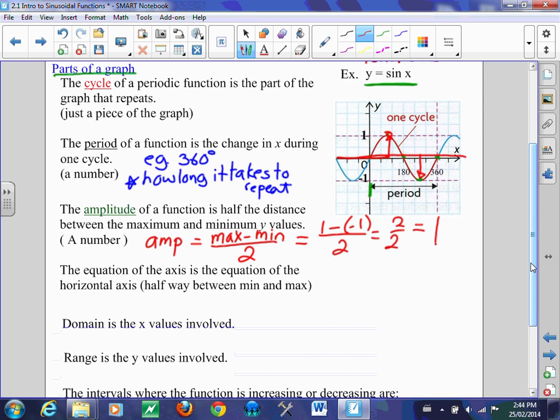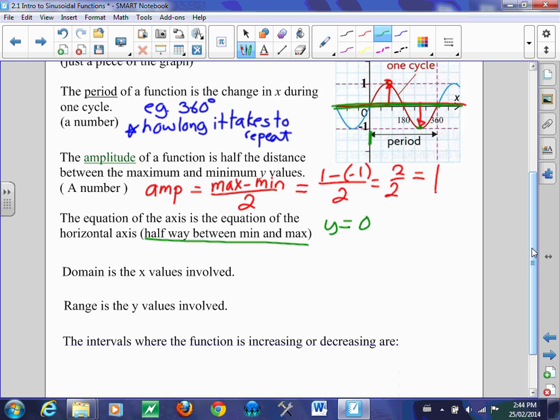The equation of the axis, I'll just put it here in green, guys. So this is the equation, and in this case, it's y equals 0. It's going to depend on your transformations. If you shift up or down, that's going to shift with it. And notice that the equation of the axis is always halfway between the min and the max.